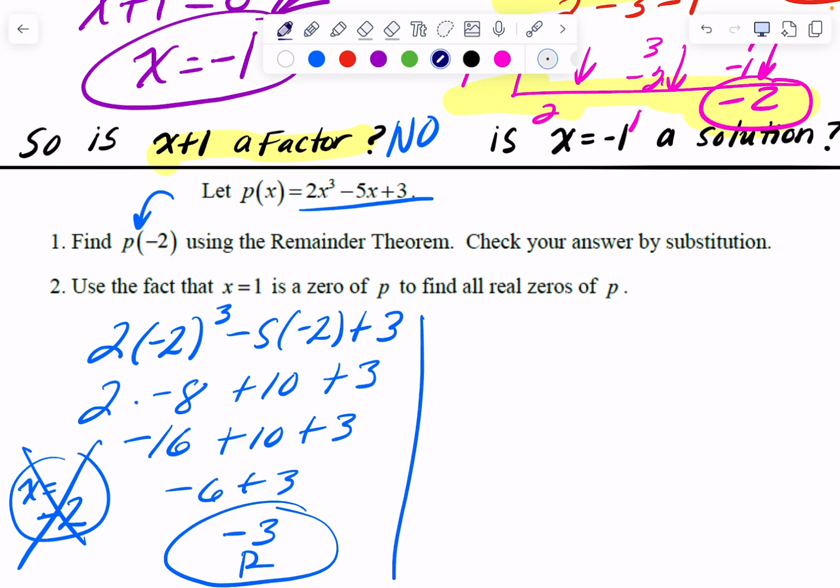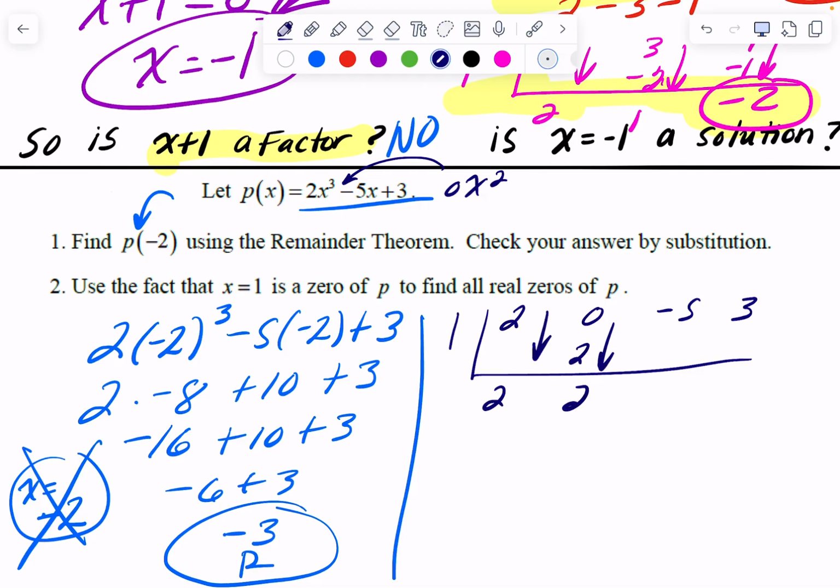It says, use the fact that x equals 1 is a 0 to find all the real zeros. So I'm going to definitely use synthetic division, get it down to a quadratic. So I'm going to put coefficients 2, 0, negative 5, 3. I'm putting 0 because there's 0 x squareds. Watch, add straight down, multiply up, add straight down, multiply up, add straight down, multiply up, add straight down.